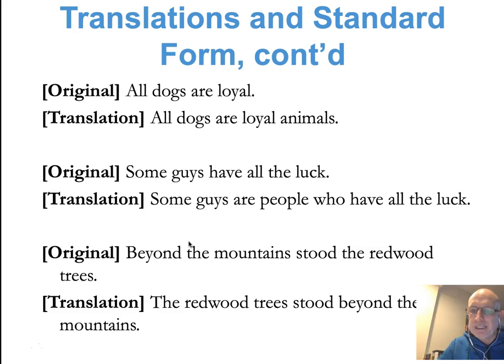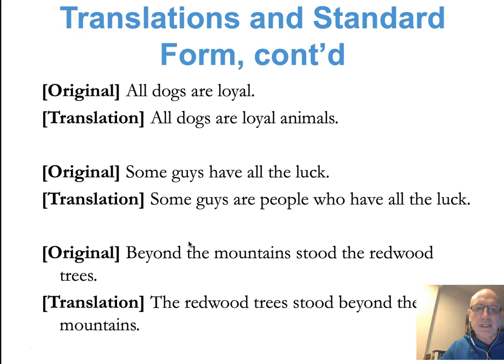So here are some translations, and you're going to need to know this for your exam, because you're going to want to translate some of the statements into standard form for categorical logic. All dogs are loyal. So we need to add the class. And the class is quite simply, all dogs are loyal animals. So all dogs, universal affirmative, are part of the class of loyal animals.